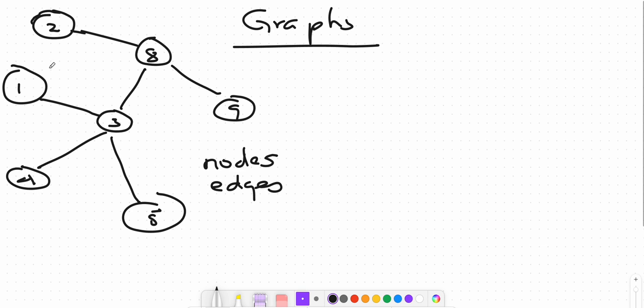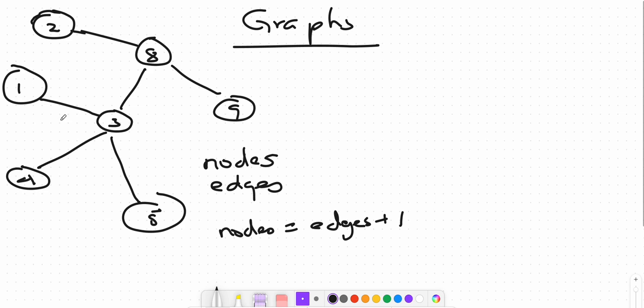right? In this graph you can see 1, 2, 3, 4, 5, 6 edges, right? And 1, 2, 3, 4, 5, 6, 7 nodes. So nodes is equal to edges plus 1, right?